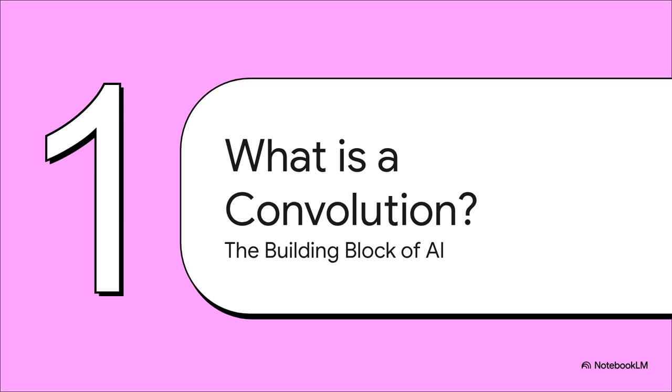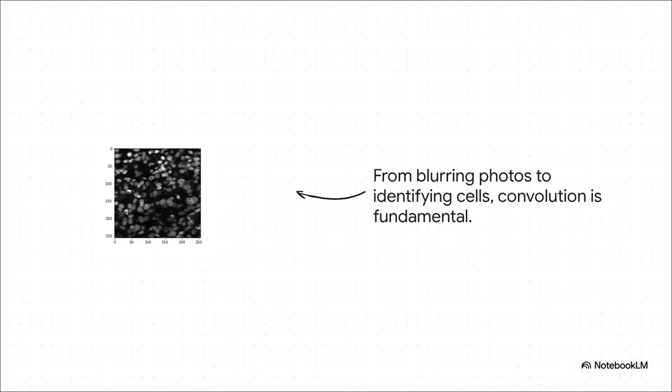What in the world is this convolution operation that's so foundational to the entire AI revolution? You see this thing everywhere, even if you don't realize it. It's the same fundamental process that helps a computer identify cells in a microscope slide, and it's also what your phone uses to apply a blur filter to a photo. It's all about letting a small pattern, what we call a kernel, influence a much larger image.